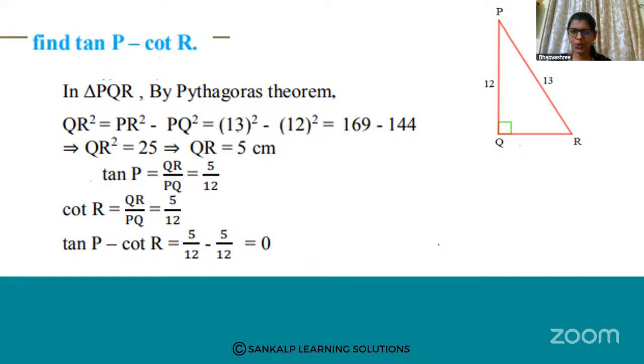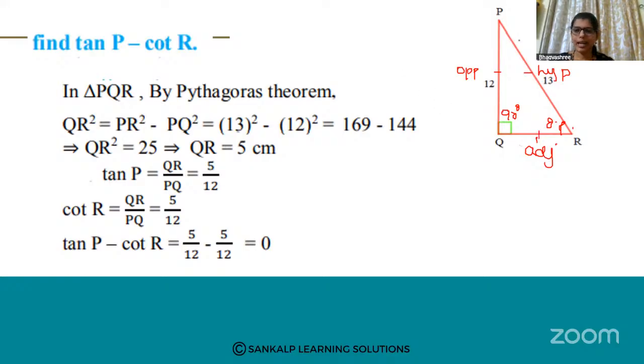In triangle PQR, what is given to us is, they are asking tan P minus cot R. There is a triangle. So here theta is at point R. Okay, here Q is 90 degree, theta is at point R. So this is our opposite side, this is our hypotenuse and this is adjacent side.